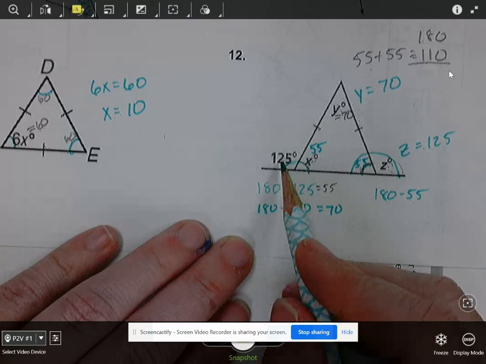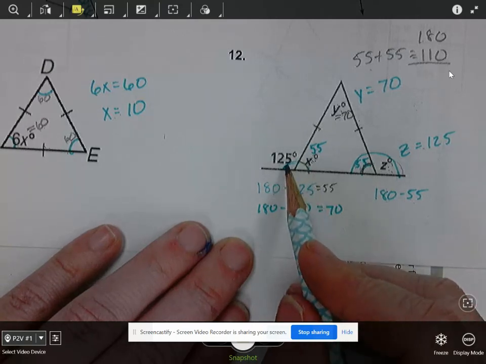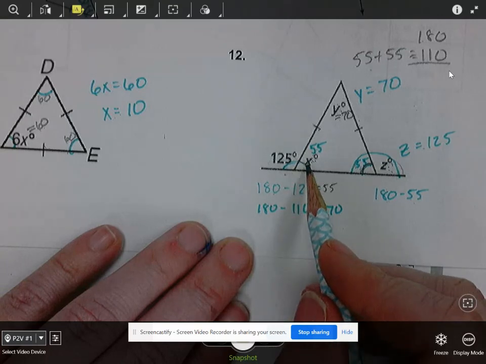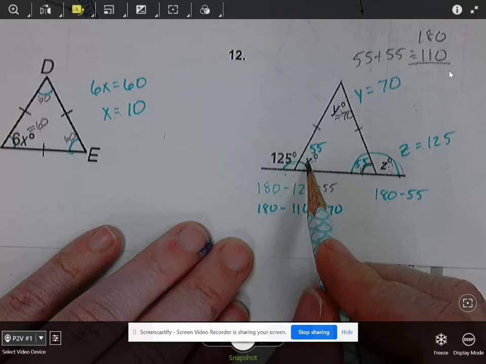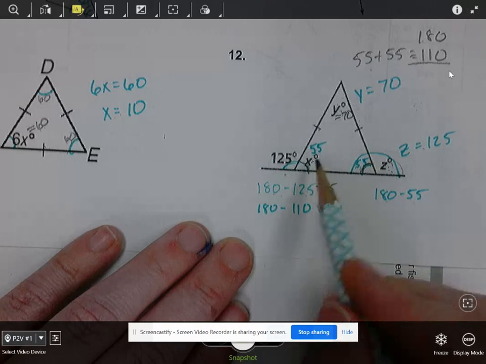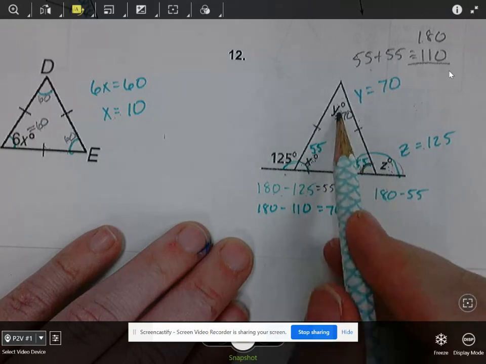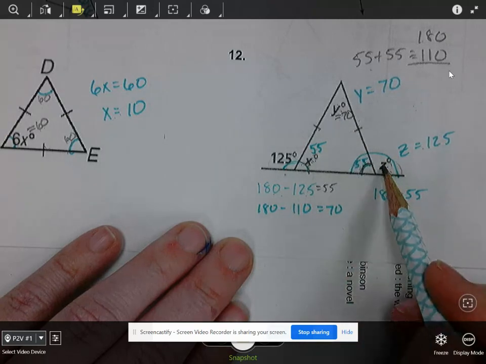they gave us one angle measure, which was this exterior angle. An exterior angle makes a linear pair with an interior angle, so it means they add up to 180. So you have to do 180 minus 125 and get 55 for this angle. These are your legs, so these are your base angles, so they're both 55, and then you find y, that is 70, and then you can find z two different ways.